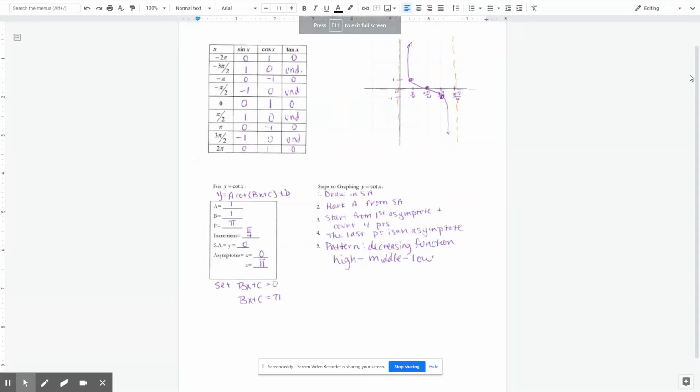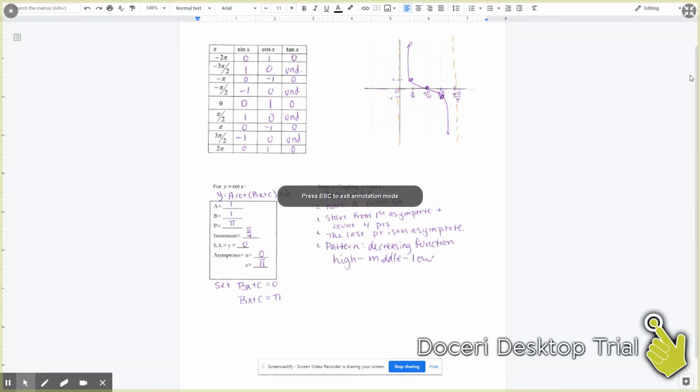All right, in the second part of the tangent and cotangent video, we're going to work on graphing cotangent. So it's very similar to graphing tangent. Over here on the left, we have a table of values for tangent, and we know that tangent is equal to sine over cosine. Now we are graphing cotangent, but it's worth looking at this table because cotangent is just the reciprocal of tangent.